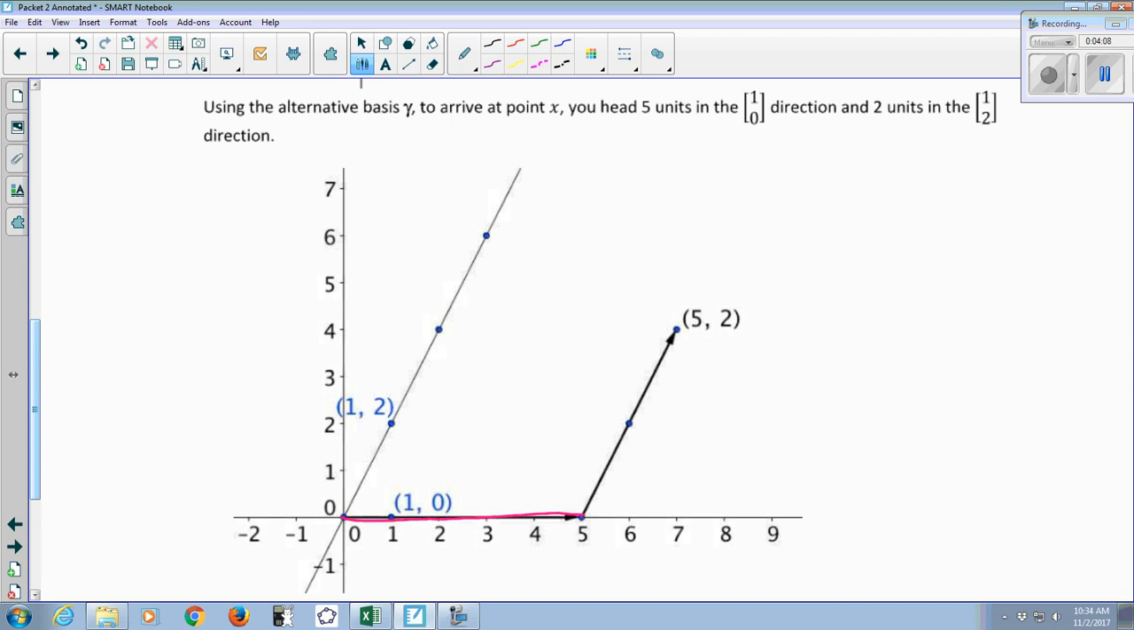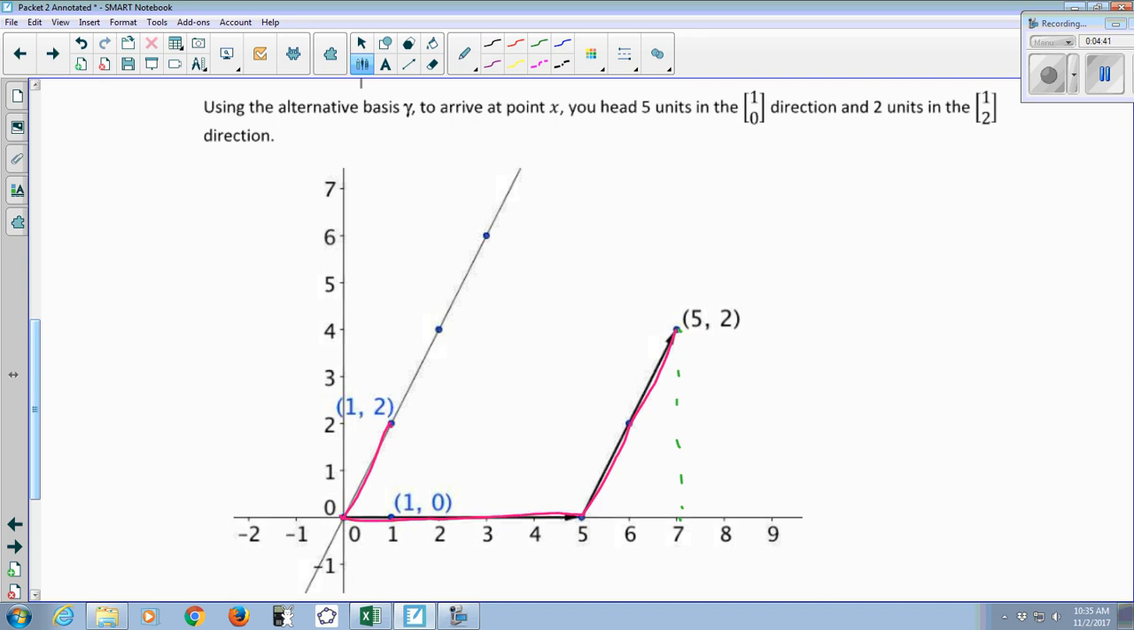I drew in the line that's in the (1, 2) direction. And each time you go over 1 and up 2, that's 1 unit in the (1, 2) direction. So if I go over 5 in the (1, 0) direction and then 2 units in the (1, 2) direction, I land at the point (5, 2) with respect to the basis gamma. But you can see it's the same point as if I went 7 units in the (1, 0) direction and 4 units in the (0, 1) direction. You land at the same place.